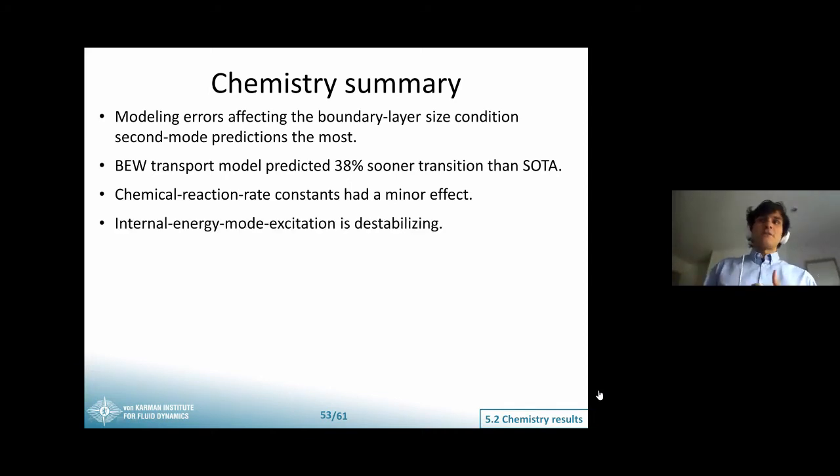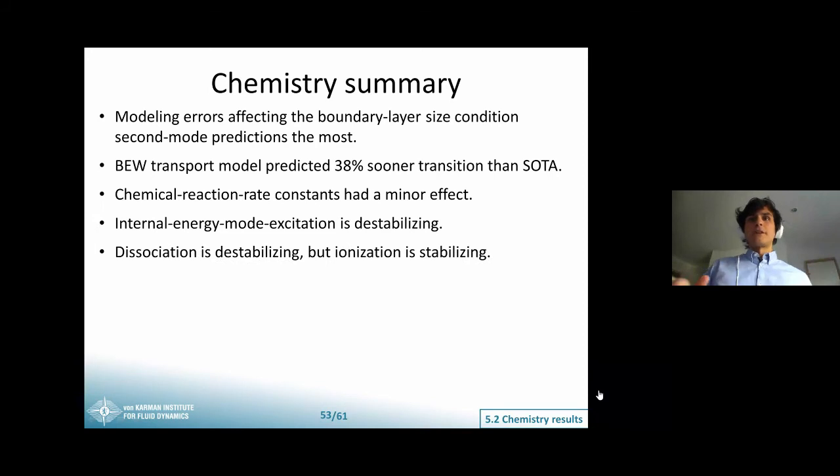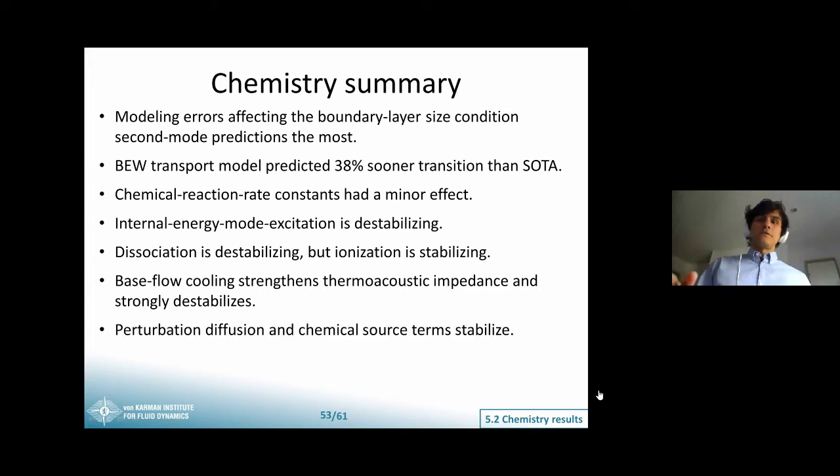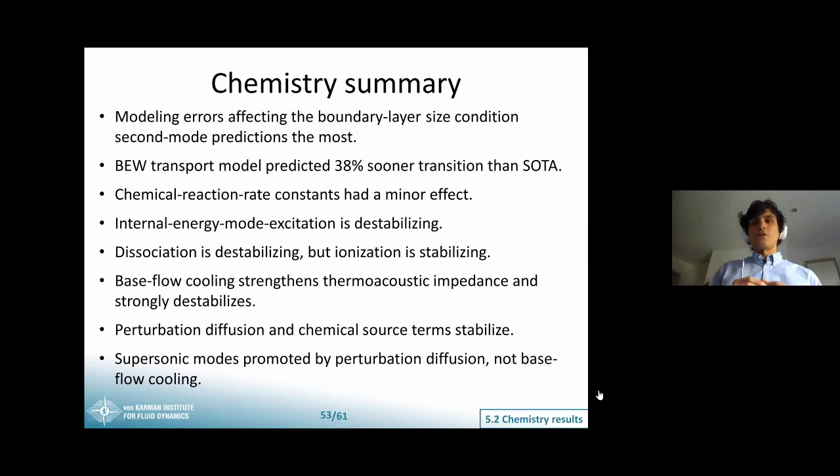We saw that internal energy mode excitation is overall destabilizing, and so is dissociation, while ionization is stabilizing. We identified that base flow cooling strengthens the thermoacoustic impedance and is strongly destabilizing. However, the perturbation diffusion and chemical source terms counteract this and are actually stabilizing. We also saw that supersonic modes in hot wall situations are promoted not by the base flow cooling, but by the effect of diffusion on the perturbations.